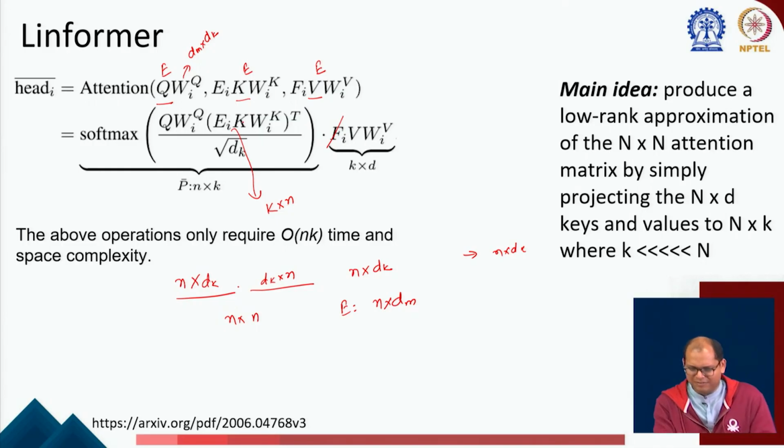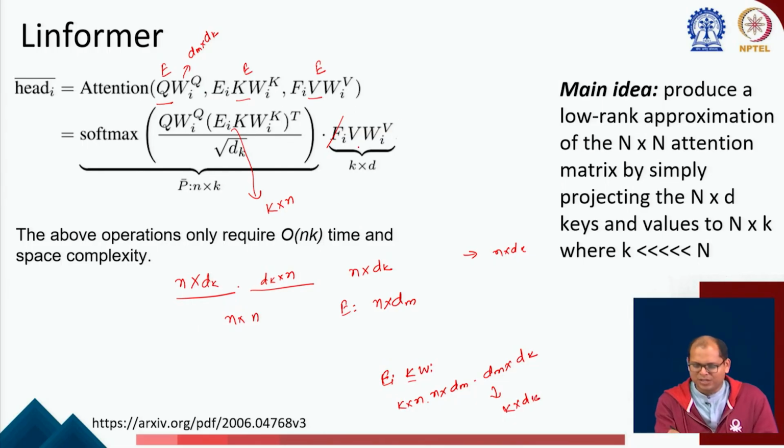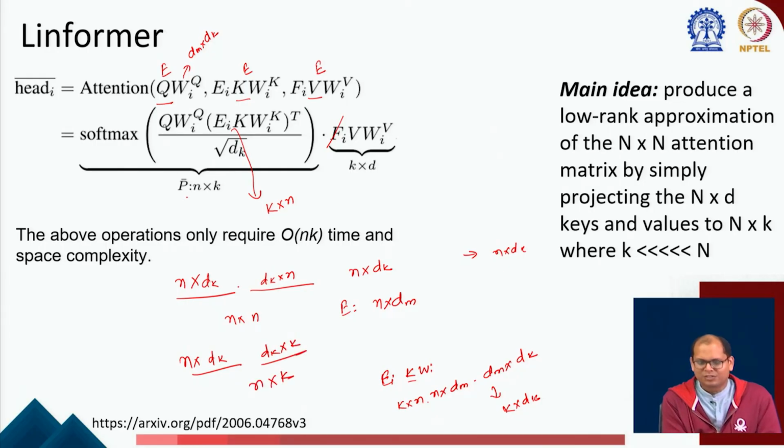So what will happen if you multiply Ei with this? So Ei K Wi, right. So Ei is a k cross n matrix, and key is just the embedding matrix, so n cross dm, and Wi is dm cross dk. So you multiply these, so you get k cross dk, right. So you get a k cross dk, take the transpose, so dk cross k, right. So now you will have n cross dk times dk cross k. So effectively you get n cross k, right. So this is your new matrix. So rather than getting an n cross n matrix, your P bar is n cross k, right. So that's why you are saving, not n square but n cross k, right.